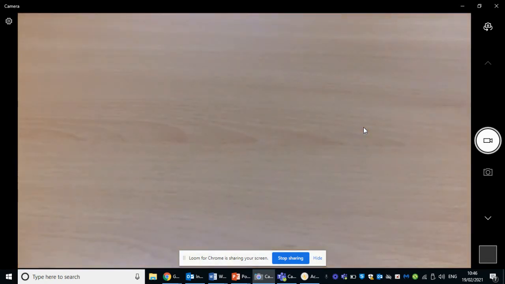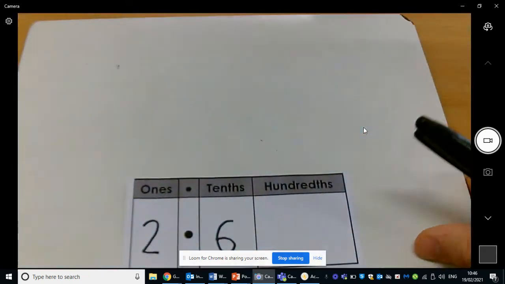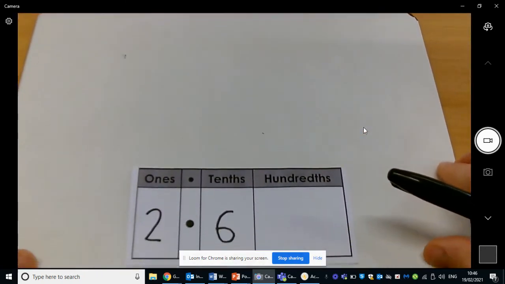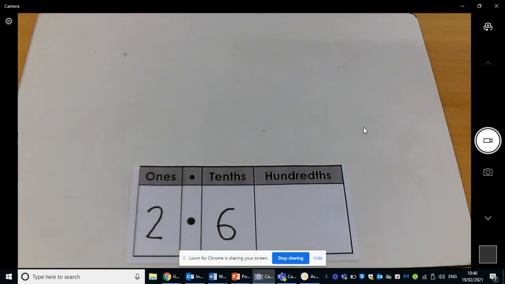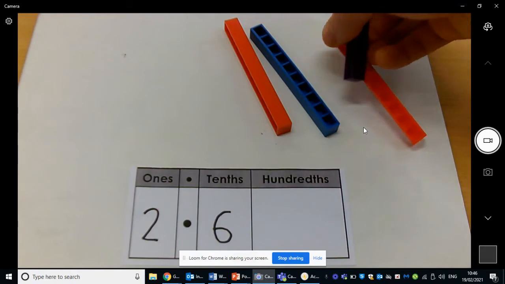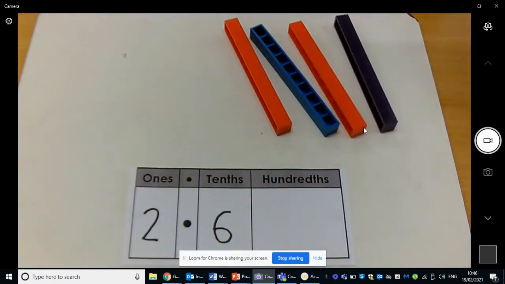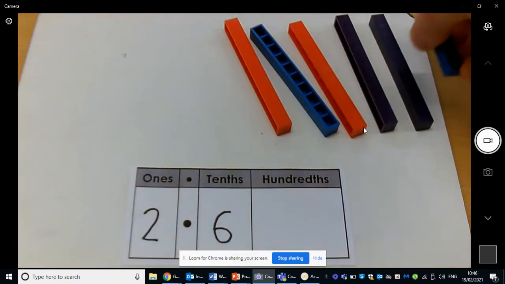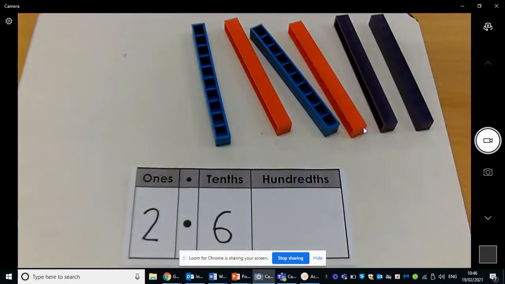Okay, now for the final one, this time I have the number written, which is 2.6. So let's do the Deans together. So we're going to again start with the smallest number. And how many tenths am I going to need? I'm going to need 1, 2, 3, 4, 5, 6.